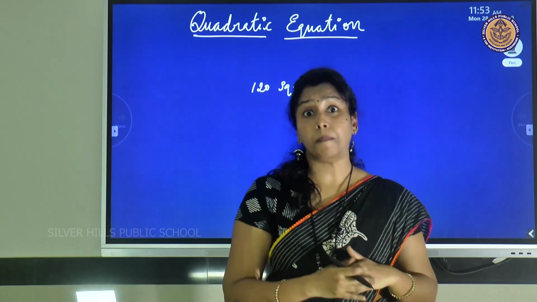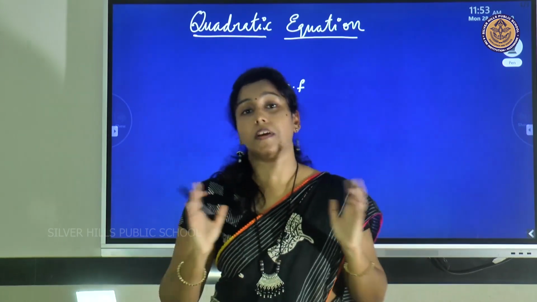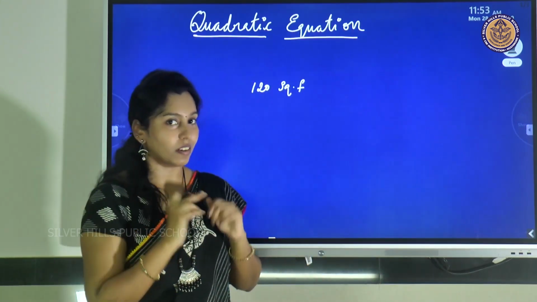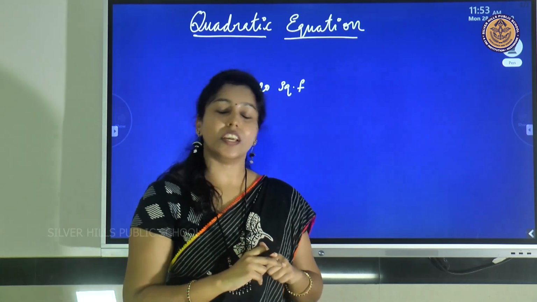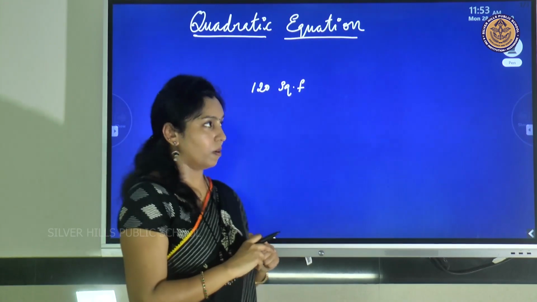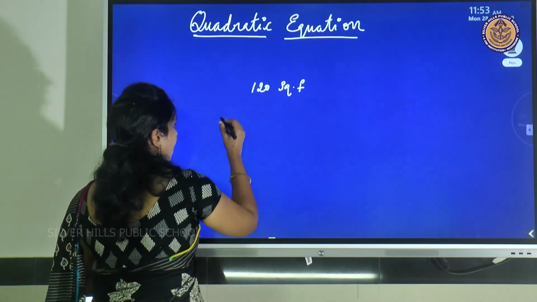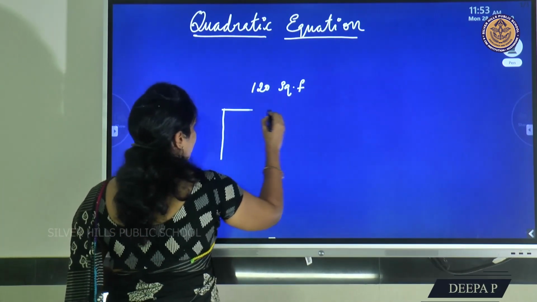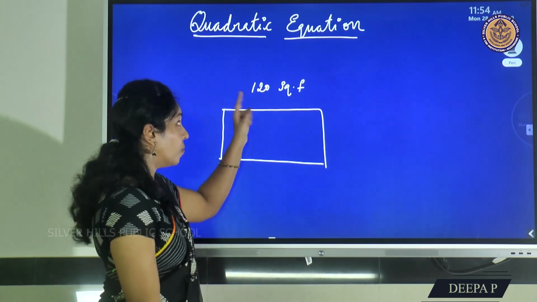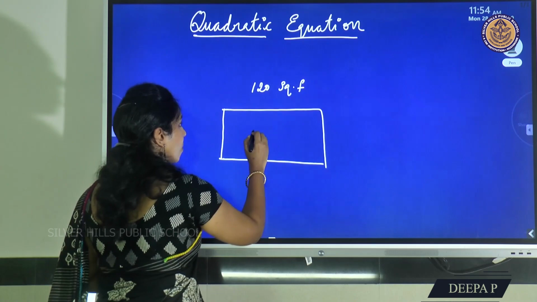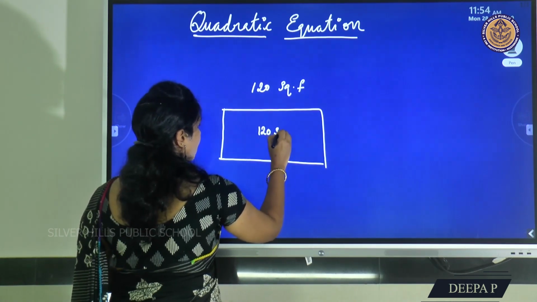How can we help him without actually measuring the floor? Okay, that is our task. So, we will convert this situation into a mathematical problem. So, what all things we have here? This is Ramu's floor. It is rectangular in shape. We know the area of the floor. It is 120 square feet.